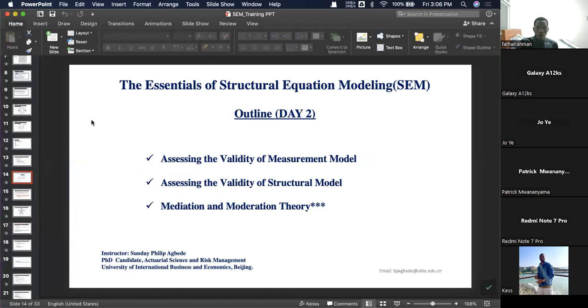Can you all see my PPT? Yes. Okay. Today we'll be going through the assessment of the validation of the measurement model. Then we'll also look at how we assess the validity of the structural model. And if we have enough time for the day, we'll go through mediation and moderation theory.